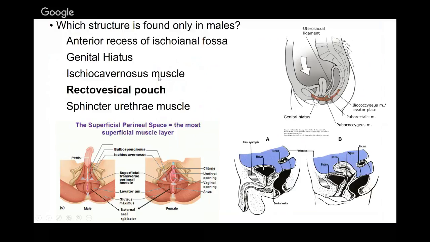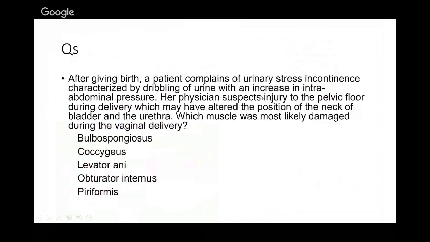The ischiocavernosus muscle is present in both. This is male here and female, so you both have that. And the sphincter urethrae muscle is in both as well. Okay, another one.